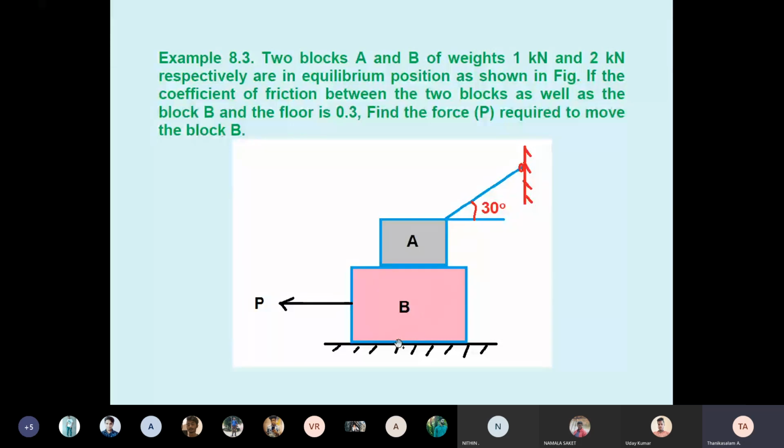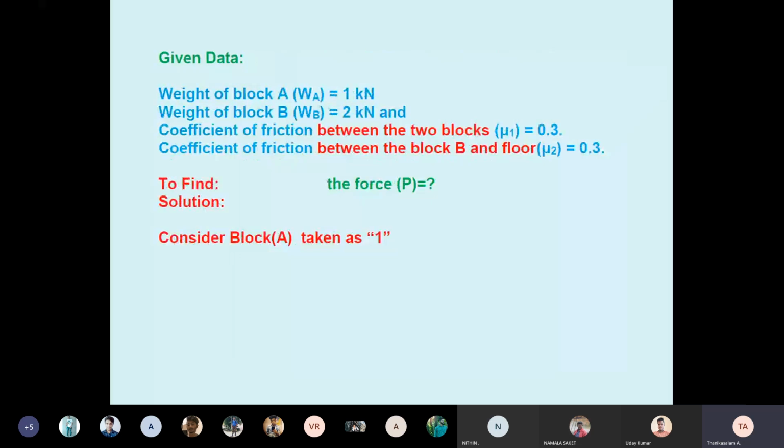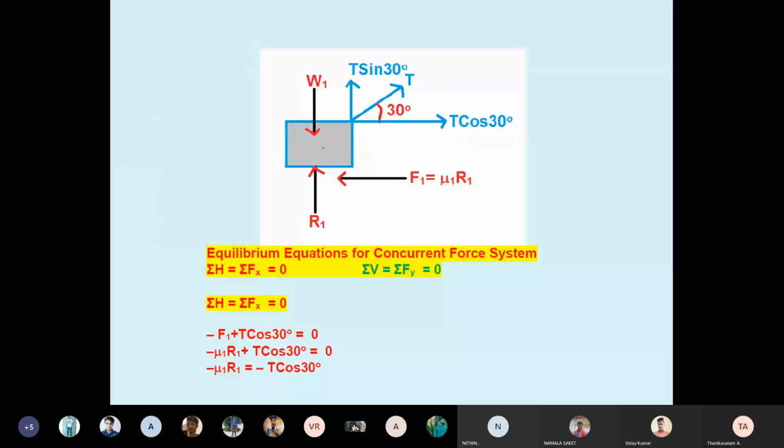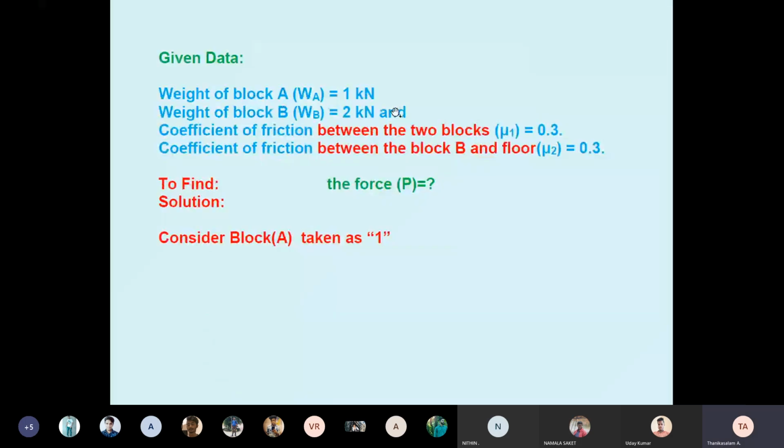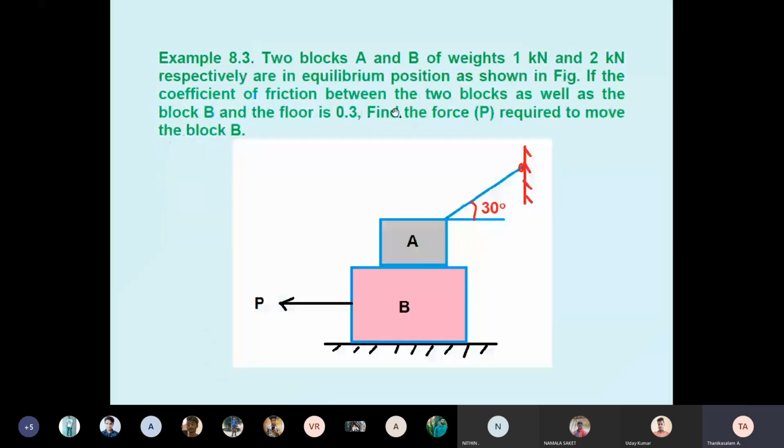For this type of problem, you start from block A. Think only of block A. I take block A as 1, because of the name A, that's why I take it as 1. See here, why do I introduce T? Students, why do I introduce T? Because block A is connected, so I told you, tension. In the first quadrant, T cos 30, T sin 30.